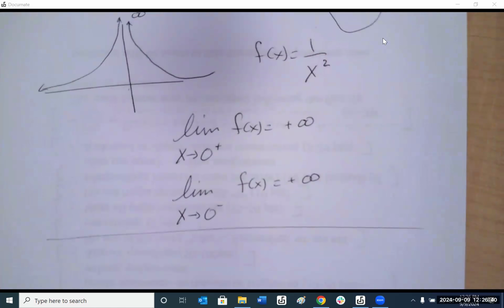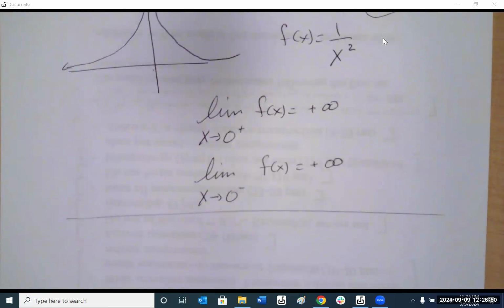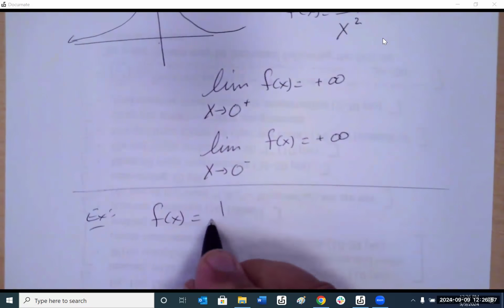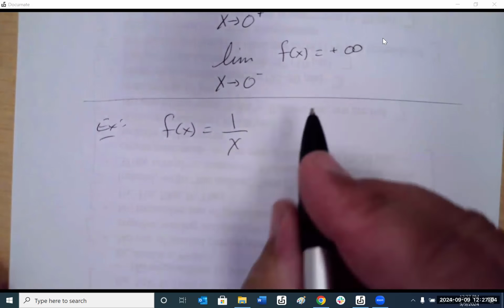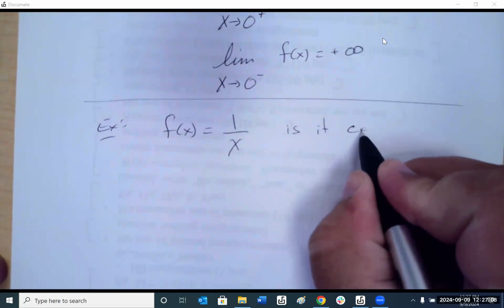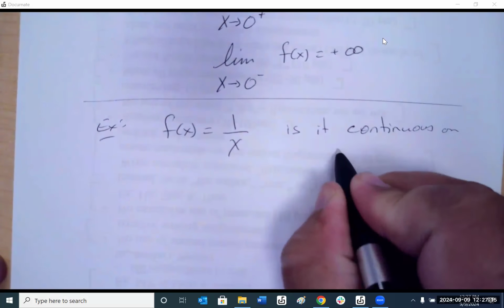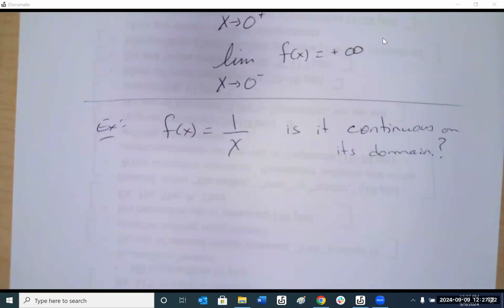Now, here's a trick question. Here's my example. The function is this. Is it continuous on its domain? I see some people nodding yes, some people nodding no, some people sleeping.